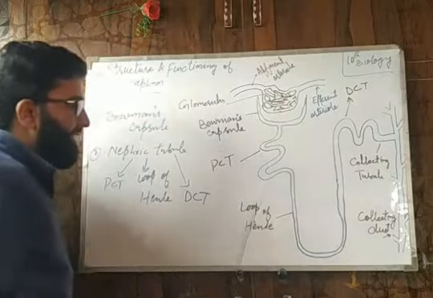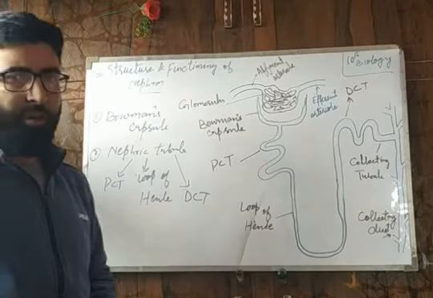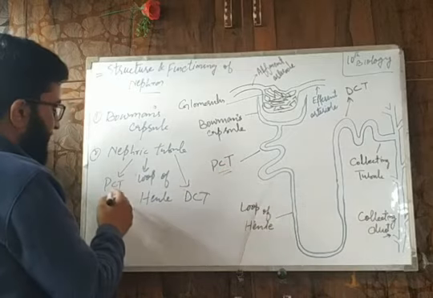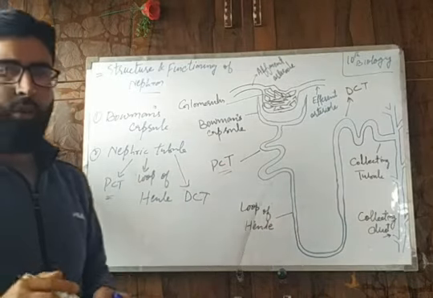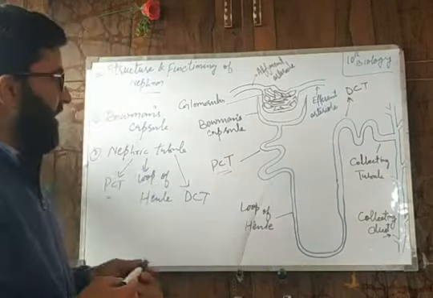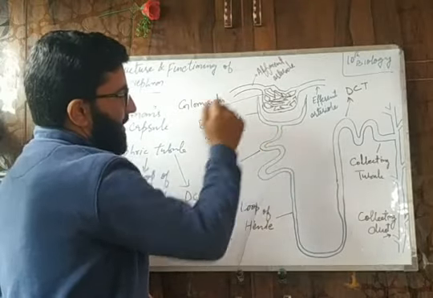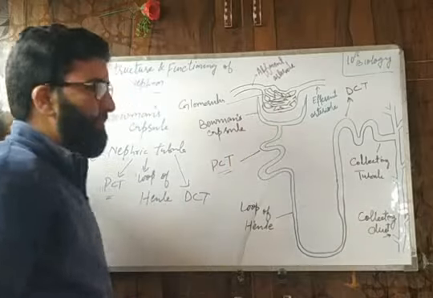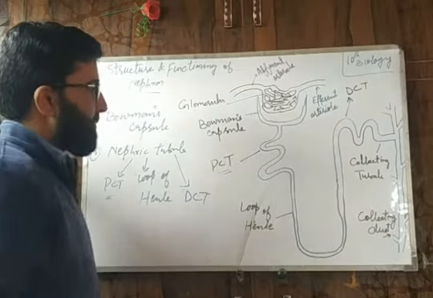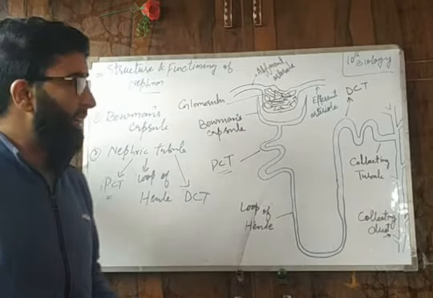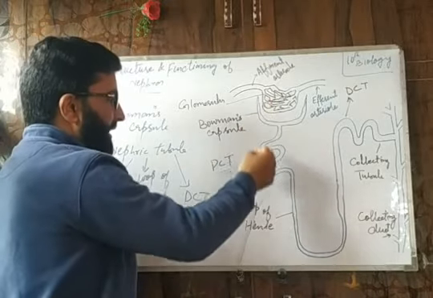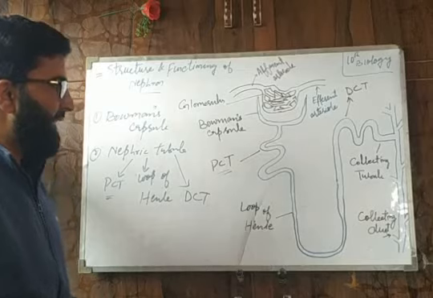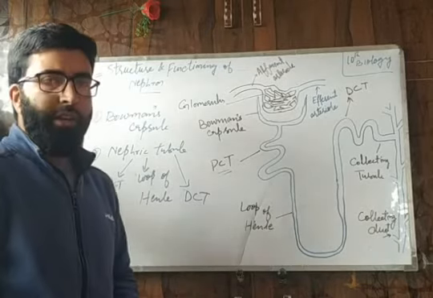After that, there is a long tube-like structure. This tube is called the nephric tubule. It consists of three parts. First is the PCT, the proximal convoluted tubule. It starts from the neck of the Bowman's capsule. This is the Bowman's capsule, and from here it is called the PCT. It is twisted, or we can say coiled. Both the Bowman's capsule and the PCT lie in the renal cortex.